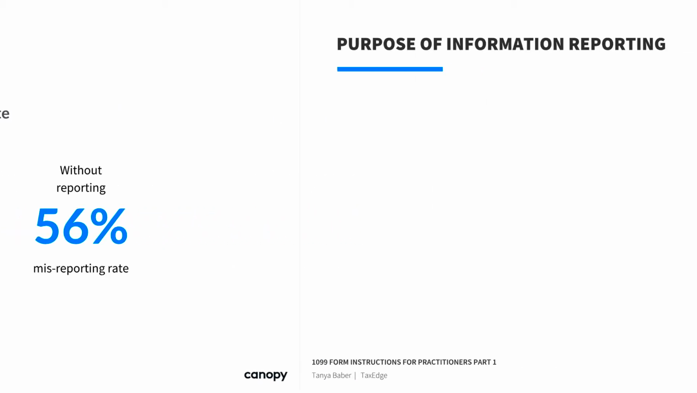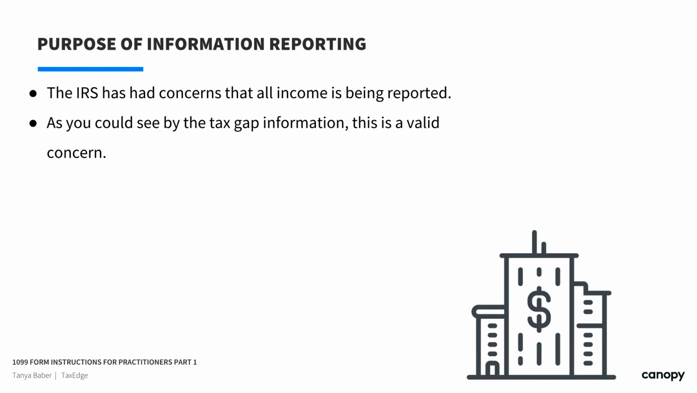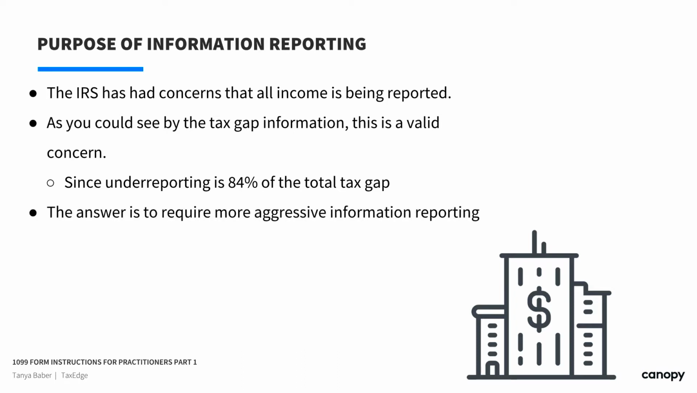So here's the purpose of information reporting in a nutshell. They, of course, have valid concerns that all income is not being reported properly. And as you can see by the tax gap information we just showed, it is a valid concern. Underreporting represents a very large portion of the total tax gap, and that's where they're trying to force a lot of compliance. The answer is basically to require more aggressive information reporting, and in addition, if you keep increasing penalties, it gets to a point where people are incentivized to comply with that information reporting. So here's the background. We're just setting the stage of why we have to do all this information reporting, and why it seems that as time goes on, we have more and more to do.